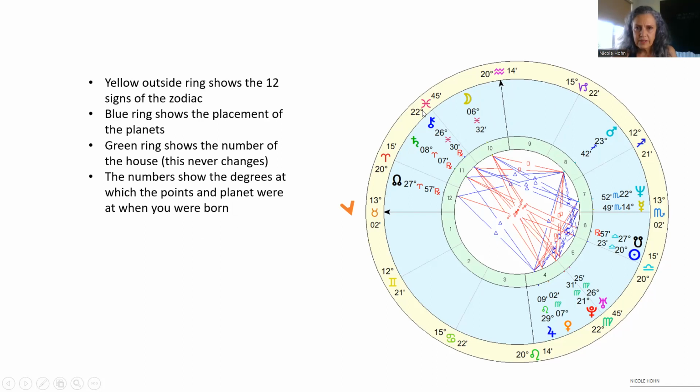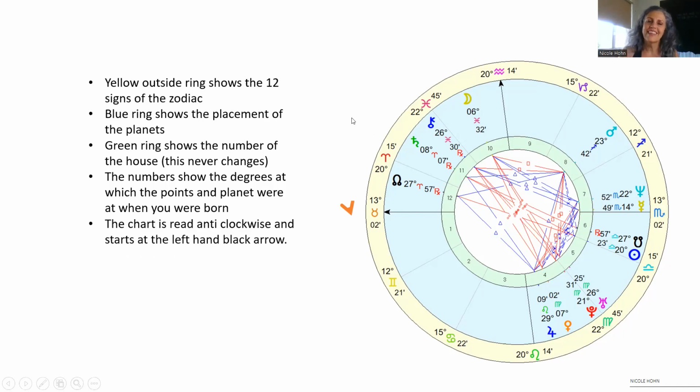Now, the numbers beside the signs and the planets show the degrees, or the position of where the planets are or were when you were born. So there is an exact location, and that's the number that helps to locate what part of the sign it was in when you were born.